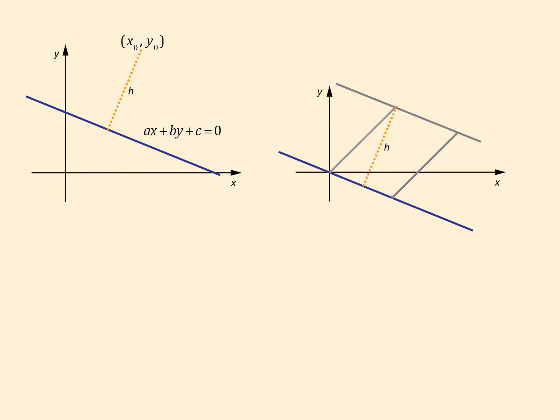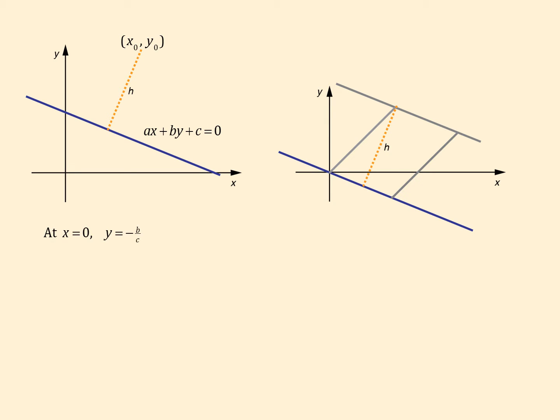So here we've got now a general line, ax + by + c = 0, and a general point (x0, y0). And we're looking for the distance h. You can see on the right that the parallelogram has been formed by, first of all, sliding this line downwards so that it passes through the origin. And to do that, we need the value of the y-intercept, and then we're going to subtract that distance from the y-coordinate of the point, y0, and also adjust the equation of the line.